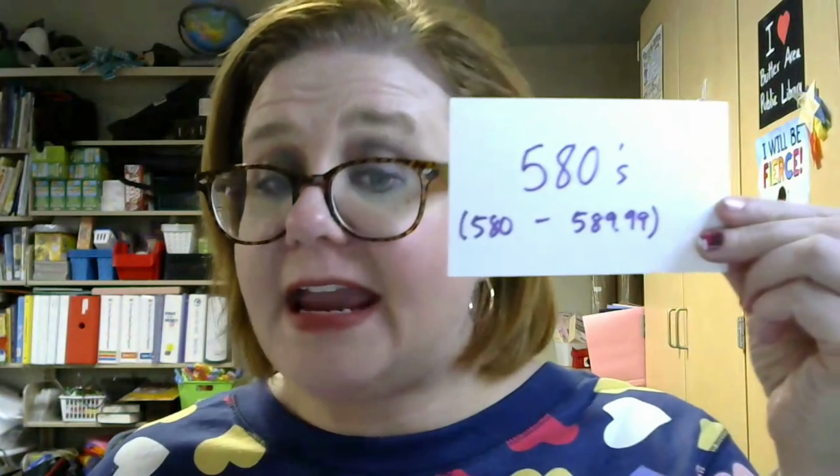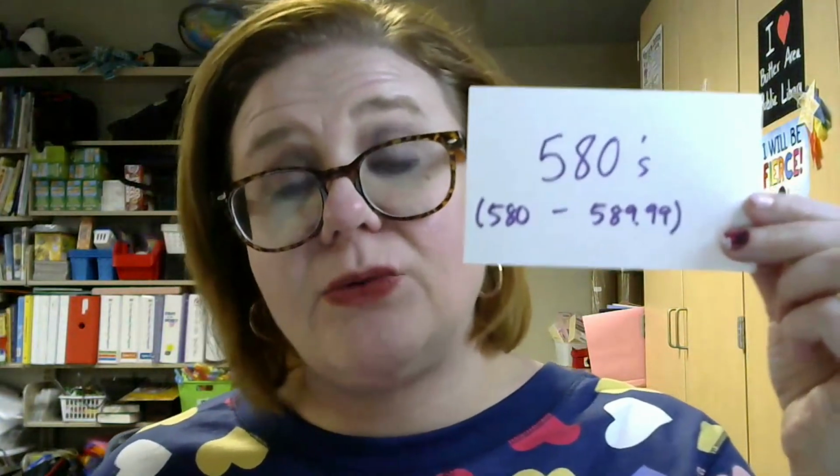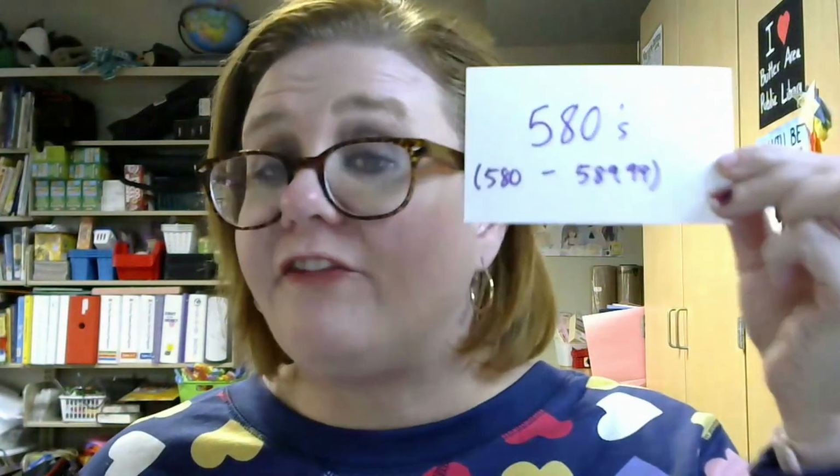Next, we have the 580s. That's 580 to 589.99 into infinity. And this is where we will find information related to botany. So botany is the study of plants. If you were looking for books on a specific type of flower or tree, you would find it in the 580 section because that is where we find information on botany.